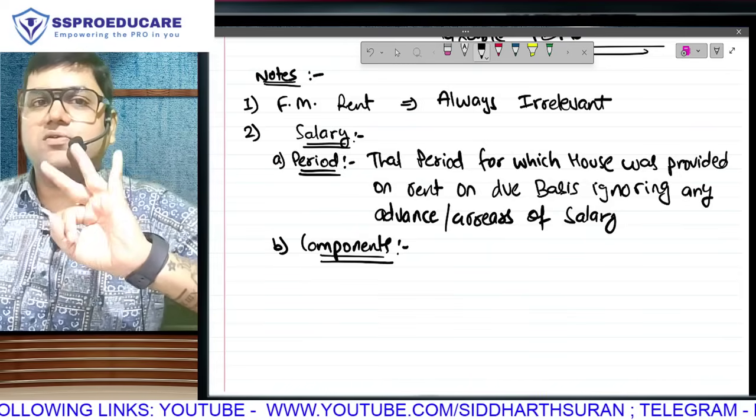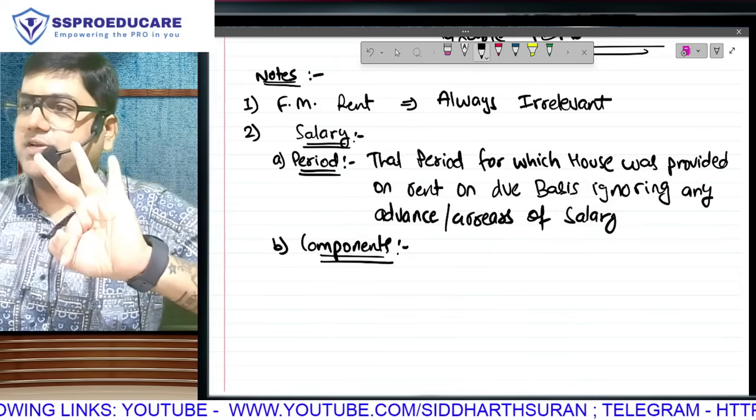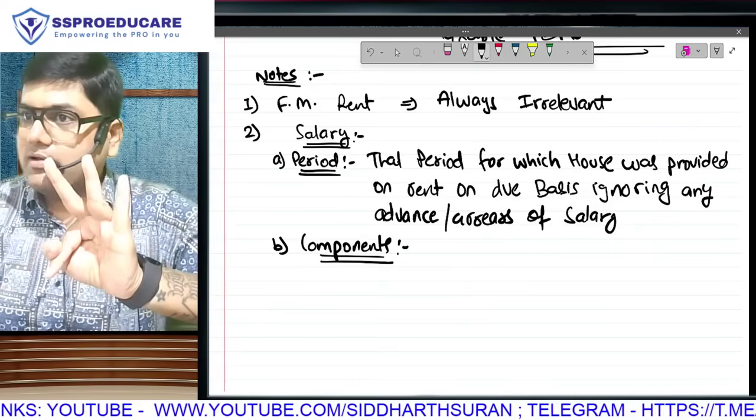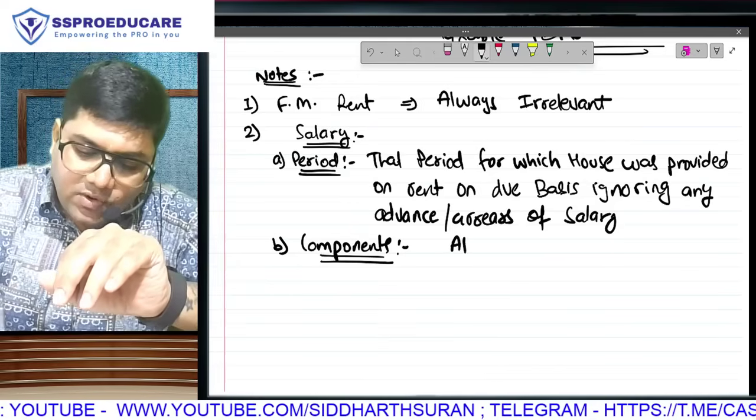What are the 3 things that we include? Basic, DA in terms, and fixed percentage commission. And exclude everything else. Correct? Here they say, take all components.